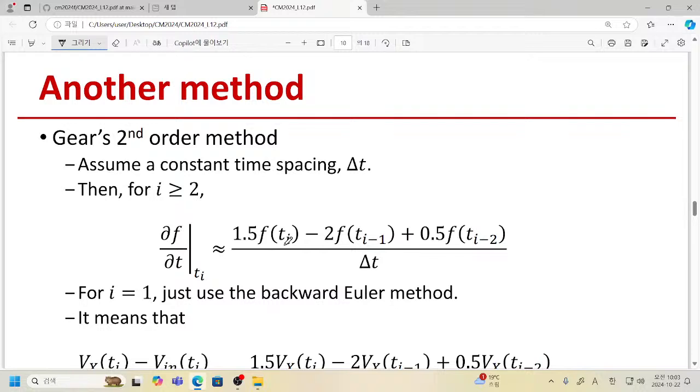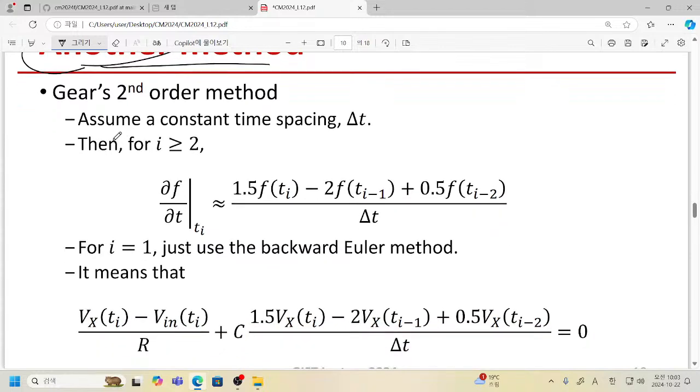And of course, up to now, we have thought about the Euler schemes, forward and backward, which take two time instances and take the finite difference. However, there are other methods, not just one, there are several methods, but I want to introduce one specific one, Gear's second order method.